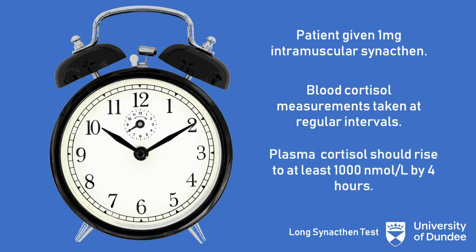Normal plasma cortisol level should reach 1000 nanomoles per litre by 4 hours. In primary Addison's disease, the cortisol level is reduced at all stages, whereas in secondary corticoadrenal insufficiency, a delayed but normal response is seen.